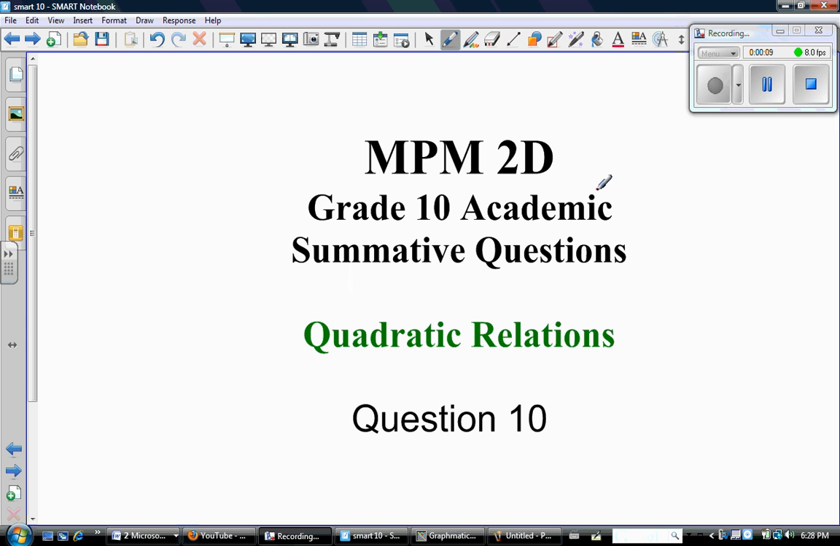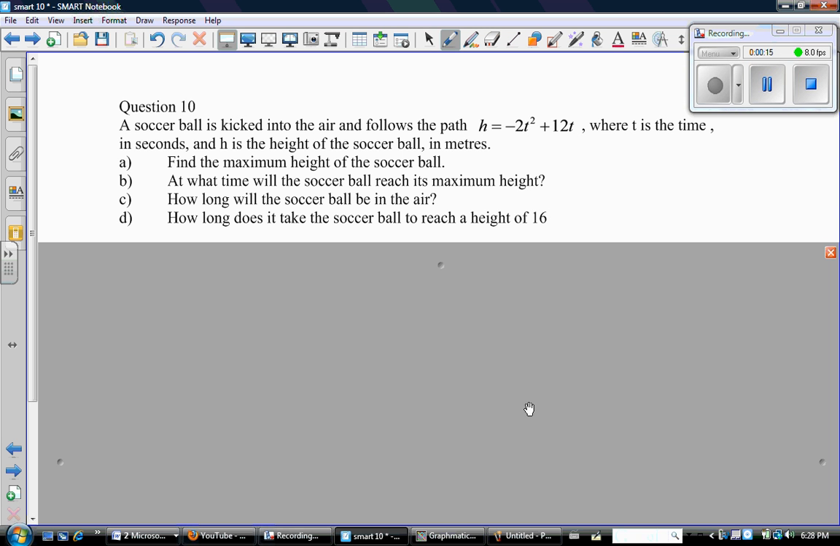This video is for grade 10 academic students who are working on their summative, and this is question number 10. Question 10 says, a soccer ball is kicked into the air and follows this path where time is in seconds and height is in meters. So what are we going to have to do with this? Well, we're going to have to find the maximum height, and then at what time does it reach maximum height?